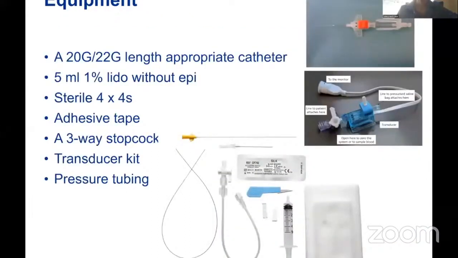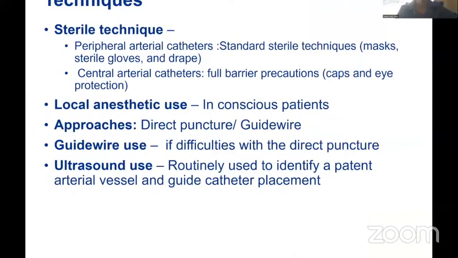For the equipment, a 20 gauge catheter is an acceptable size for older children and adults, and a 22 gauge is used in pediatrics and infants. When planning for brachial or femoral artery cannulation, appropriate length catheters are necessary to ensure sufficient cannulation. For example, in brachial and femoral, you'll need at least 15 centimeters as a minimum. Preformed kits which include the guide wire are now also available. Sterile precautions should always be taken, and for central arterial cannulation, full barrier precautions like caps and eye protection should be used.